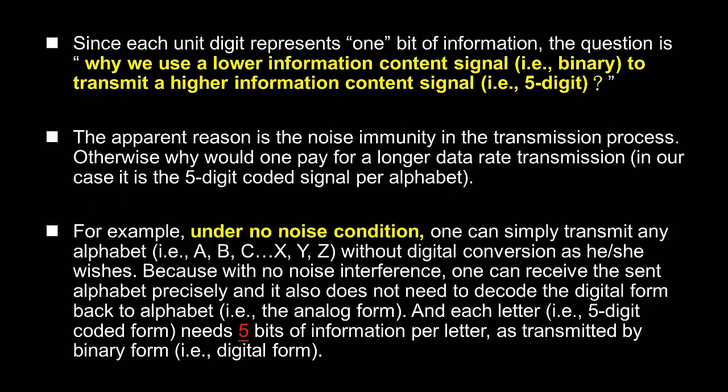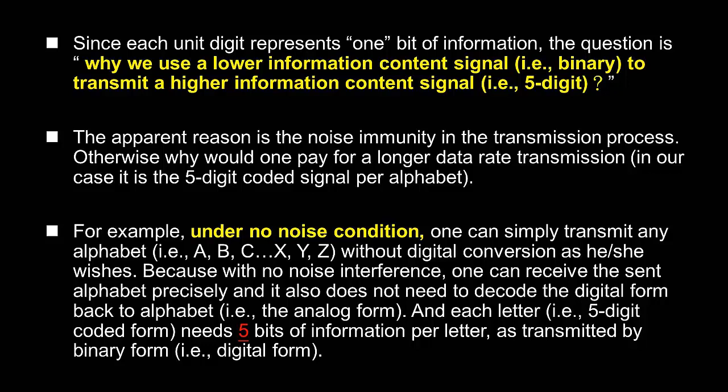Since each unit digit represents 1 bit of information, the question is why we use a lower information content signal to transmit a higher information content signal. The apparent reason is the noise immunity in the transmission process. Otherwise, why would one pay for a longer data rate transmission? In our case, it is the 5-digit coded signal per alphabet letter.